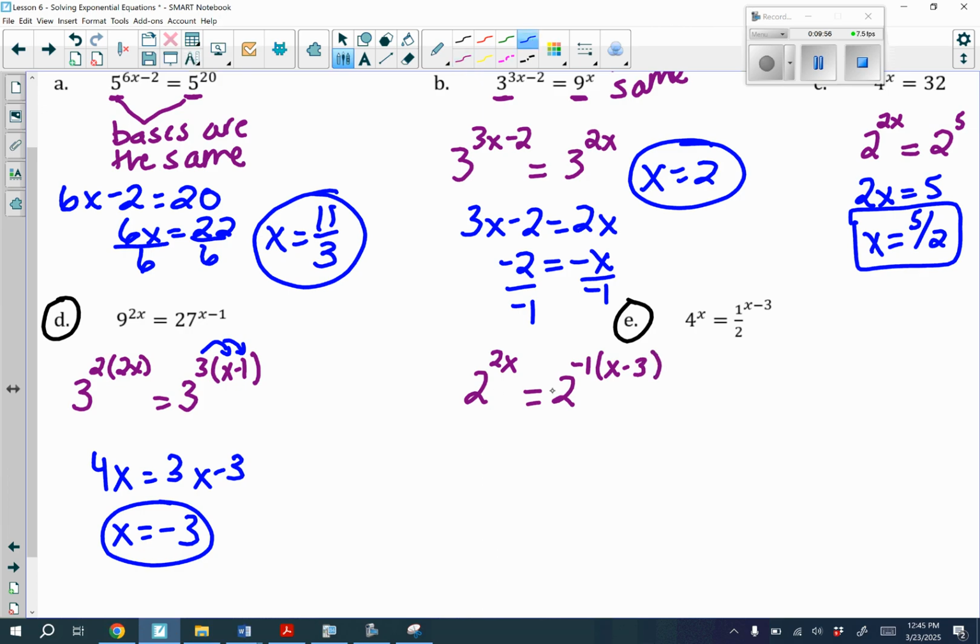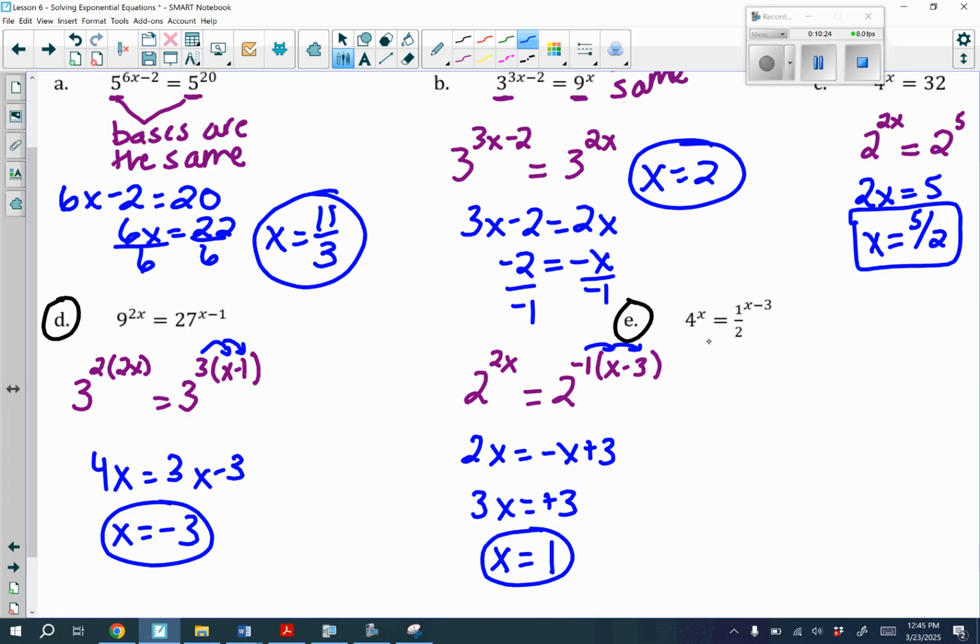Okay, now that my bases are the same, I go in and solve. So I have 2x equals, I'm going to distribute the -1. So I have negative x minus 3. Solving, I'm going to add x to the other side. So you have 3x equals -3. And then I'm going to go ahead and, oops, there should be a plus 3, excuse me. -1 times -3 gives me a plus 3. Then I'm going to go ahead and divide both sides by that. So I get x equals +1.